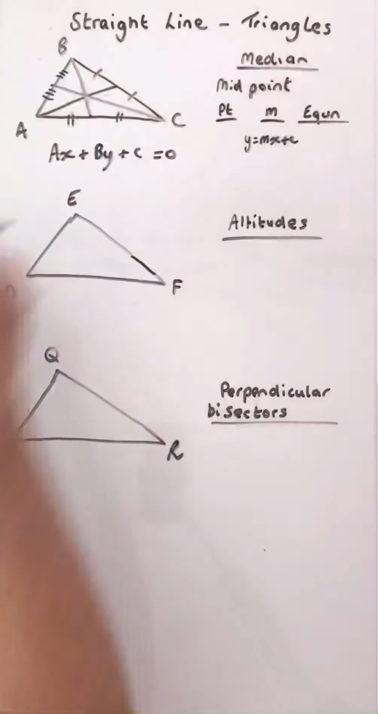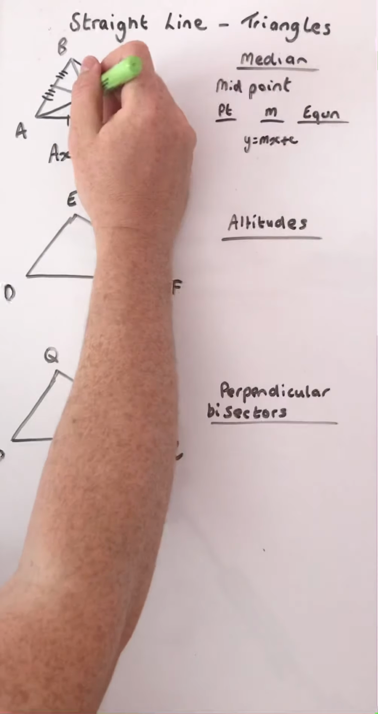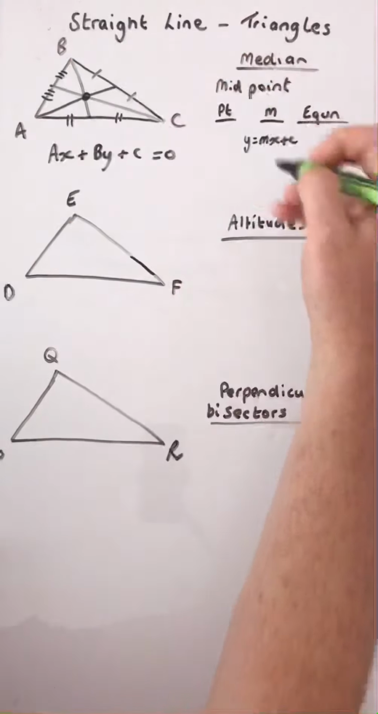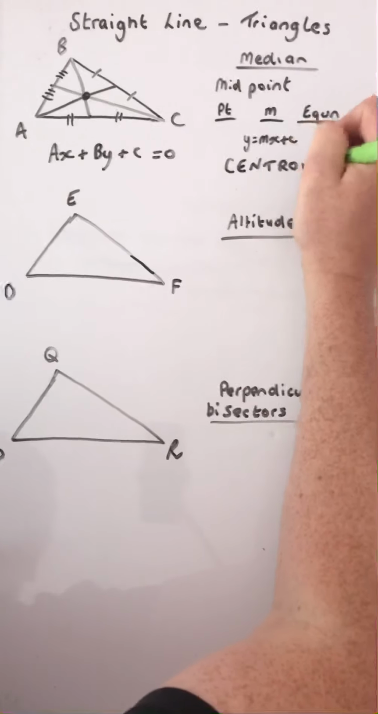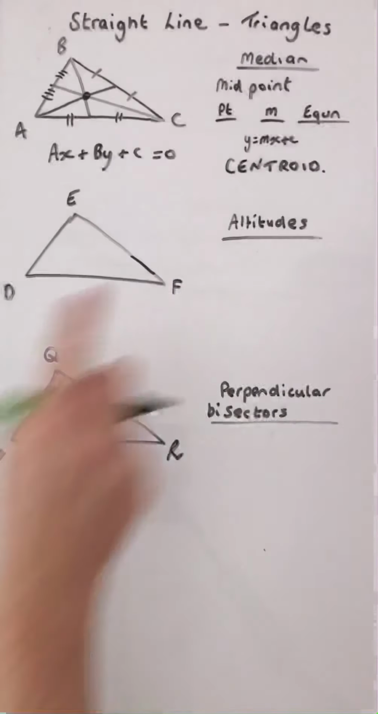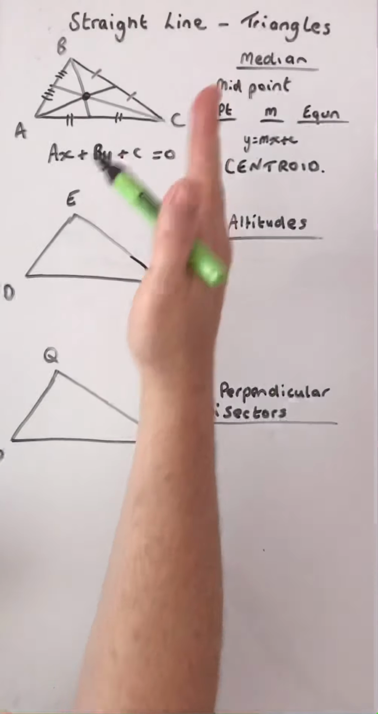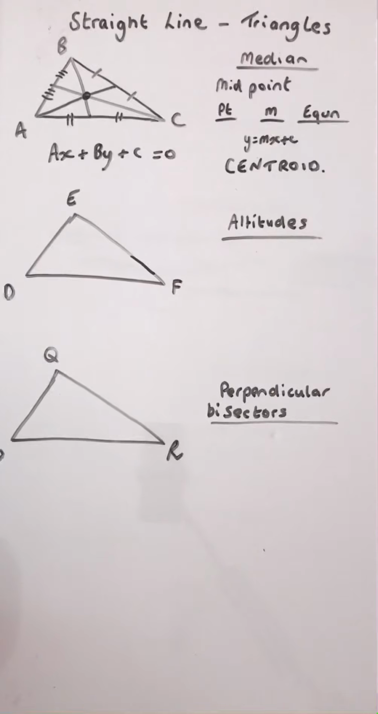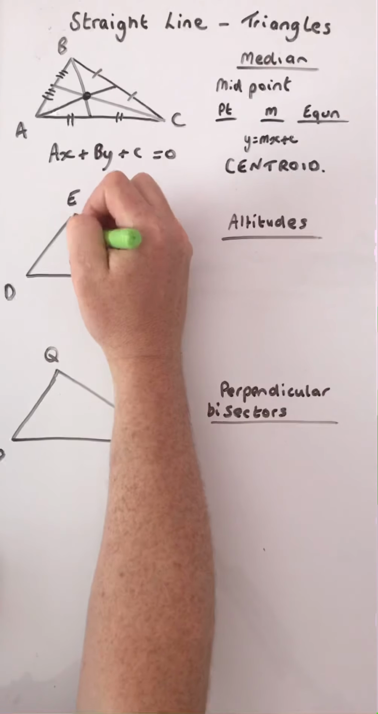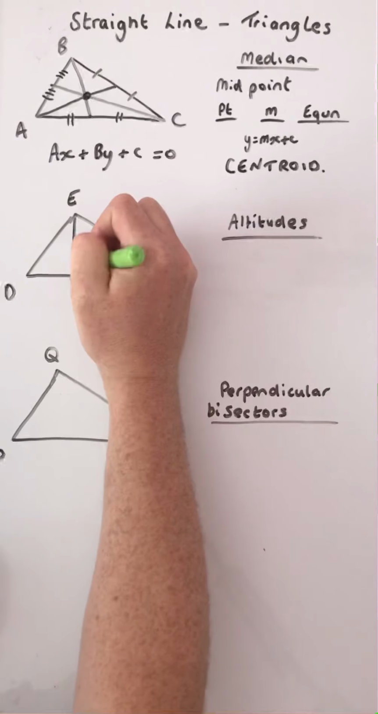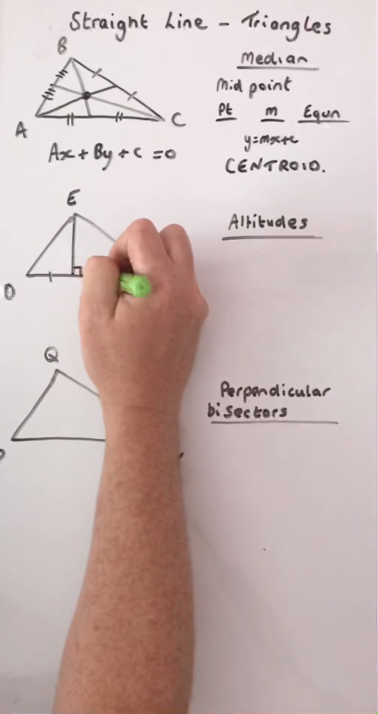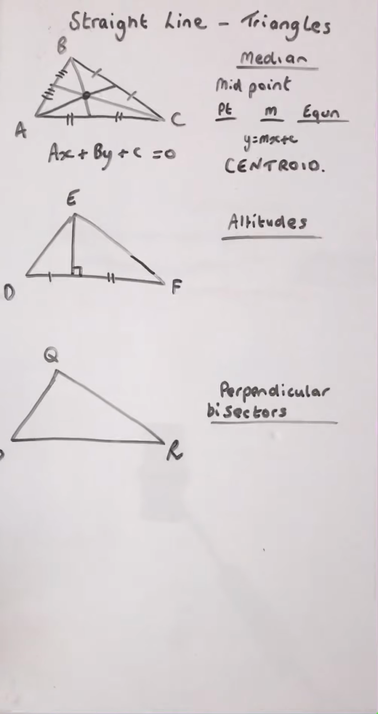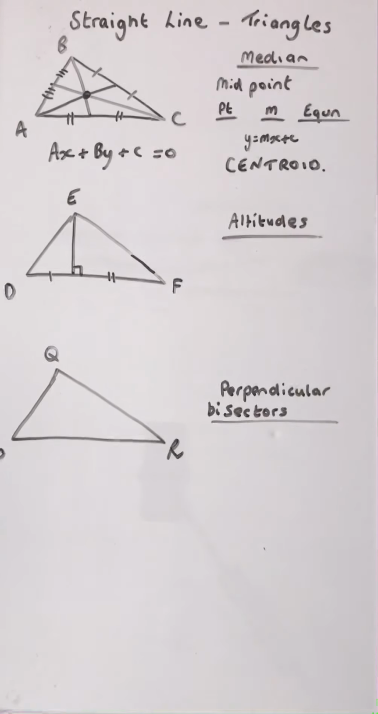Right, so each of these medians intersect at the centroid. Now an altitude is a perpendicular height. It meets the opposite side at 90 degrees.